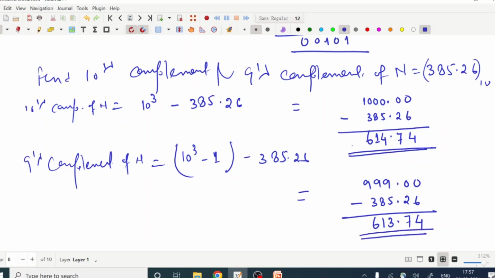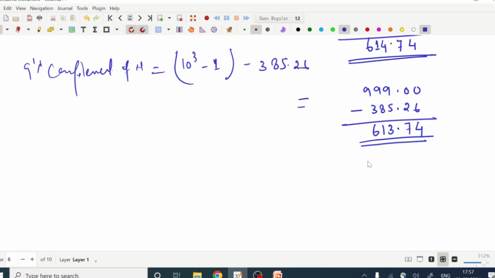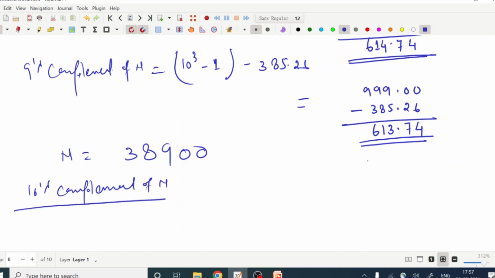So we can say that the 9's complement is nothing but 1 less than the 10's complement, or we can say that the 10's complement is nothing but the 9's complement plus 1. Or, another formula in the case of an integer for finding the 10's complement and 9's complement: let us suppose n is equal to 38900. Find the 10's complement of n and the 9's complement of n.